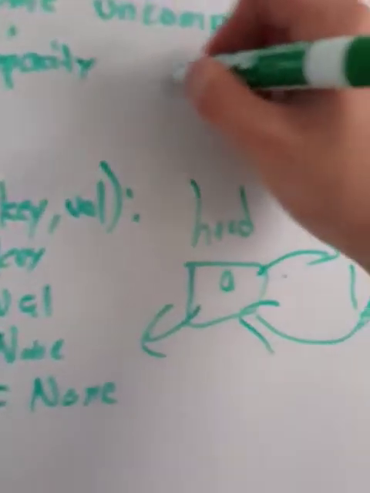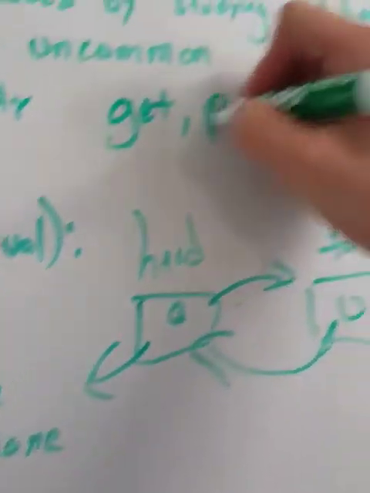Self.head.next is equal to tail. And we can get rid of this. So now our focus here is to do a get and a put. Get retrieves a node from our LRU cache, and put puts a node onto our LRU cache.